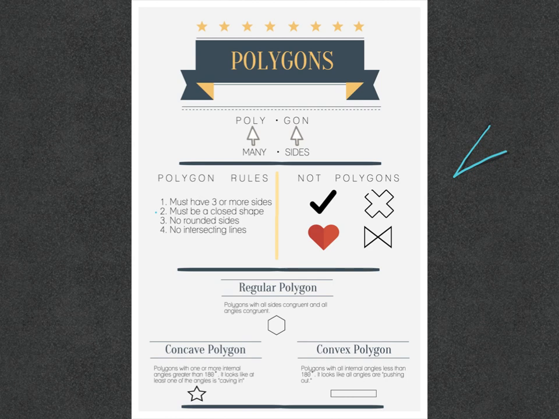Just like that check mark, right? That's not a shape that has more than three sides. This one over here that looks kind of like an X doesn't have a closed side either. It has a little opening in there, so that's not a polygon.